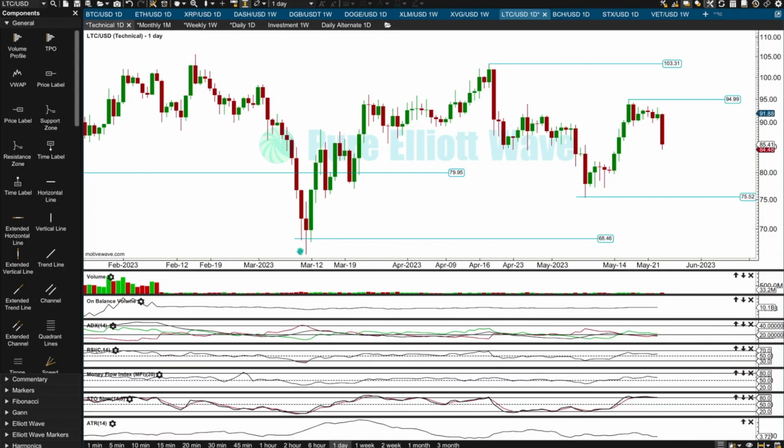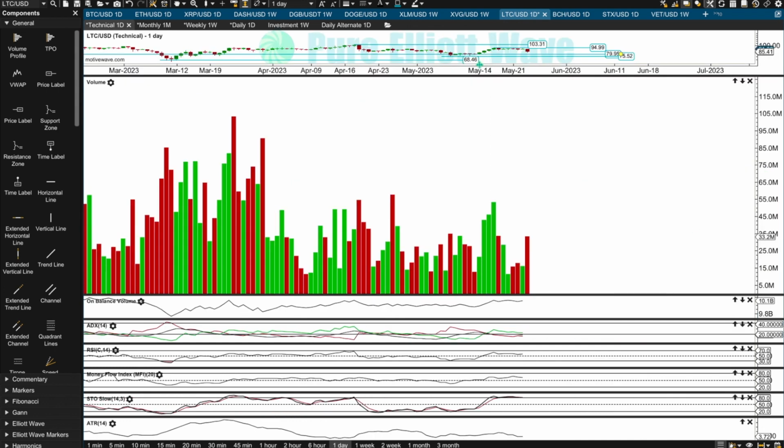On the daily chart, at the low here in March 2023, there's a huge bullish engulfing candlestick pattern and a huge bearish engulfing candlestick pattern at the high in August 2023. Currently, today, price is moving strongly lower. This session is incomplete, so we can't draw a conclusion. Look for next support, 79.95. Below that, 75.52.